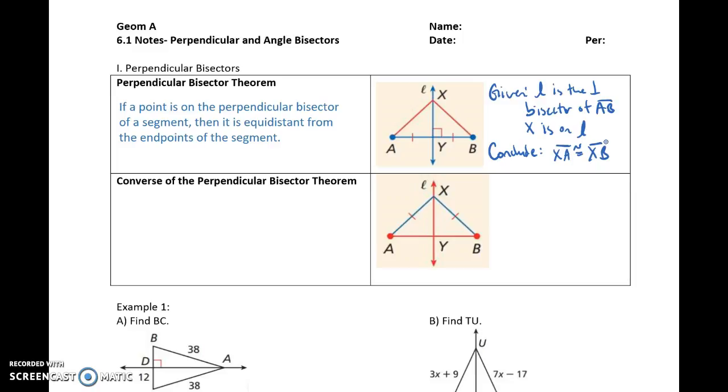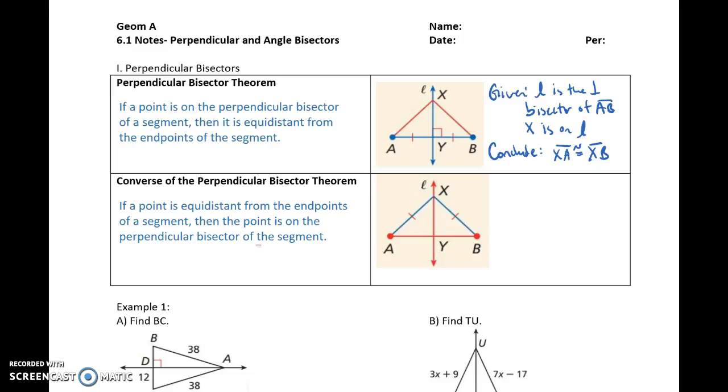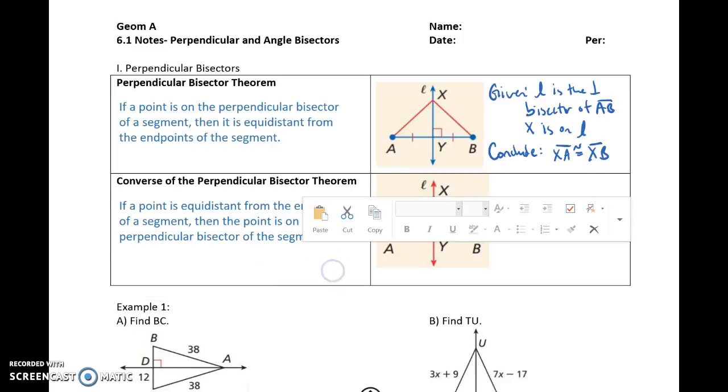Okay? Then we can use the converse of the perpendicular bisector theorem to determine if a point is on the perpendicular bisector. So this is basically the opposite. If we know that the distance from an endpoint to a point on a line is equal to the distance from the other endpoint to that same point, then that line must be the perpendicular bisector. So once again, let's write this down and then look at the picture. If any point is equidistant to the endpoints of a segment, that point is on the perpendicular bisector of that segment.